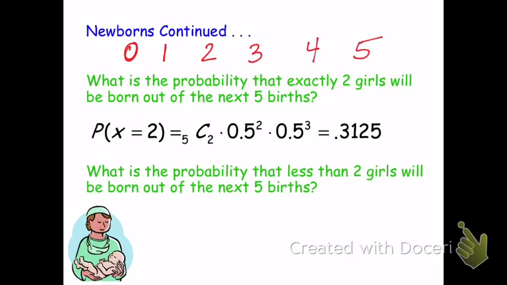and I like to highlight what my range is. So if it said less than 2 girls, it would be the probability that X is less than 2. If X is less than 2, what does that include? 0 and 1. So there are 2 options, and I'm going to show you both of them.